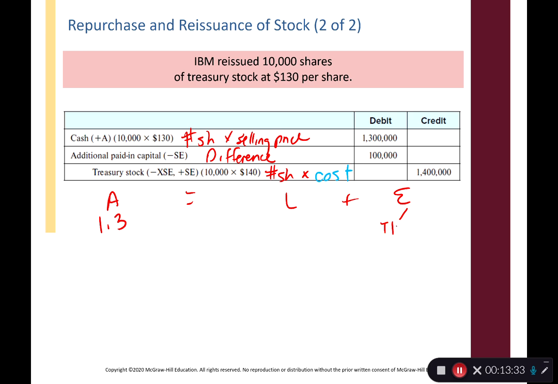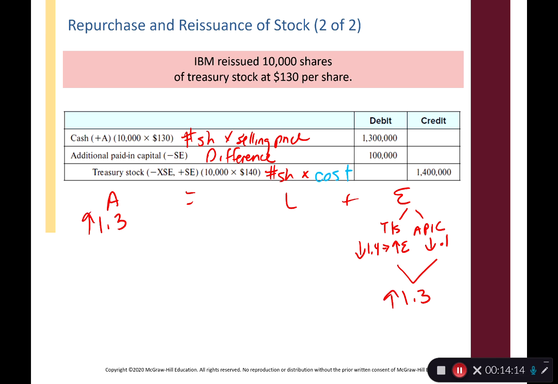Within equity, we have treasury stock and we have additional paid in capital. So the treasury stock is going down by 1.4. But remember, that makes equity go up by that amount. And then additional paid in capital is going down 0.1, which is 100,000 in decimal form. So the net effect is that our equity goes up 1.4 and down 0.1. So overall equity goes up 1.3. So both assets and equity go up.